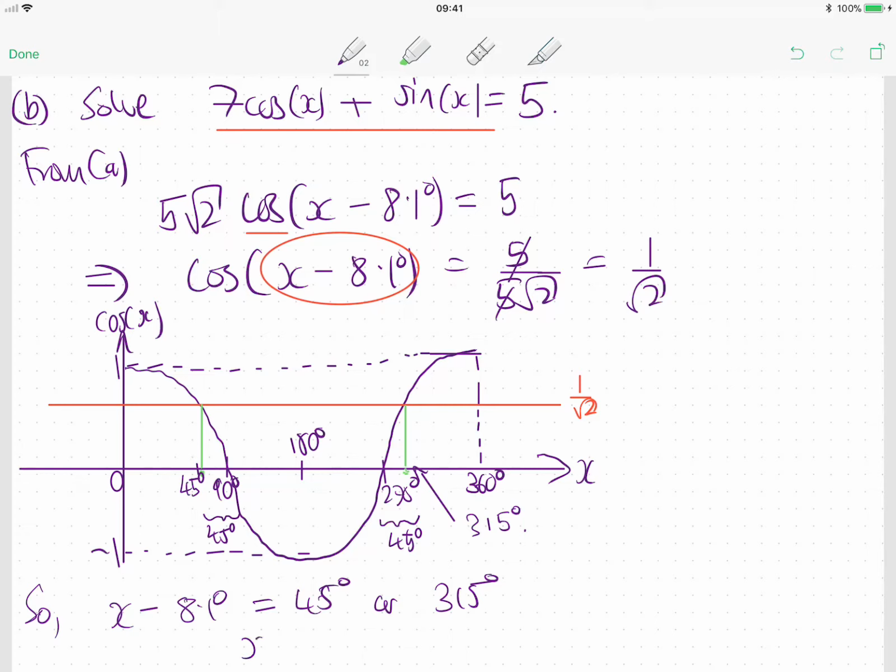So finally, first two answers that we come across, so add 8.1 to both sides, 53.1 degrees, and let's add those up, 323.1 degrees. So there you go, we have our solutions. And more importantly, it's not just about the solution, we have the process. We can follow this process for very similar numbers.